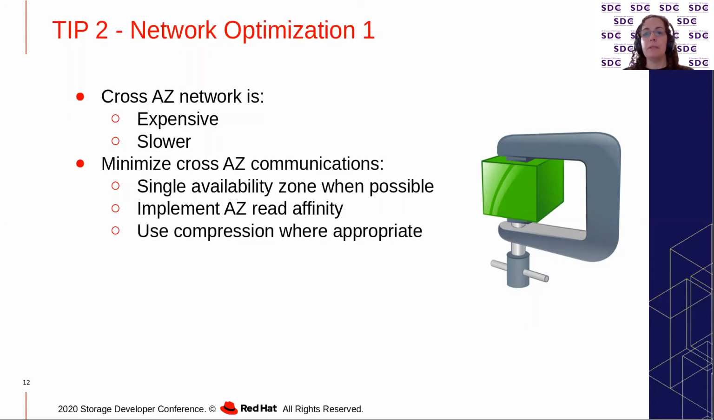Zone read affinity, when you read the local data copy from the local storage daemon, reduces the cross-zone read communication and improves the performance. To keep protecting from availability zone failure, the data will still be available in each availability zone, meaning the writes will happen in three availability zones.